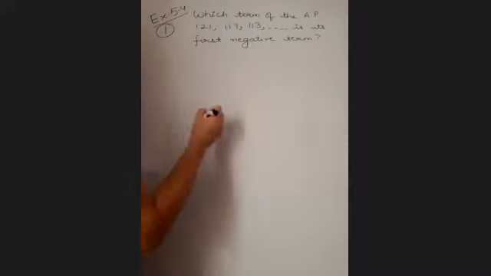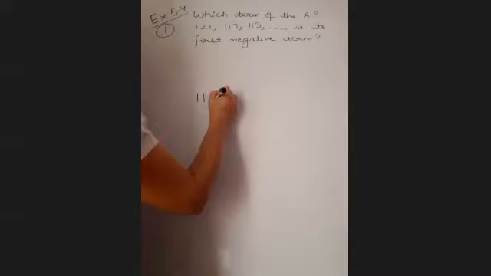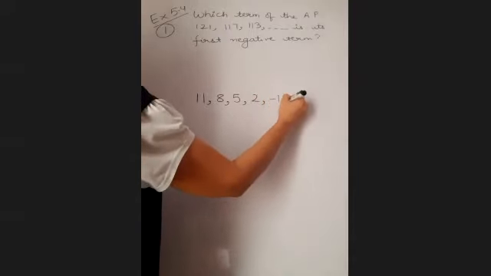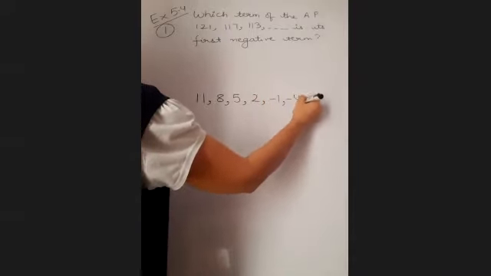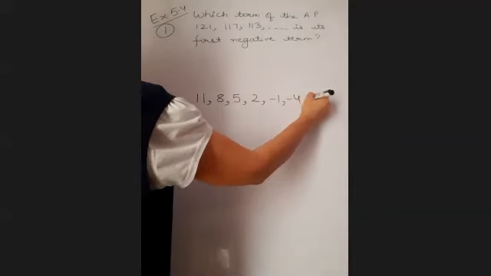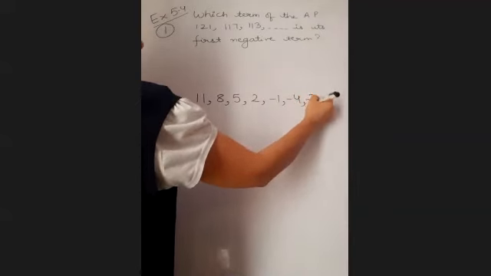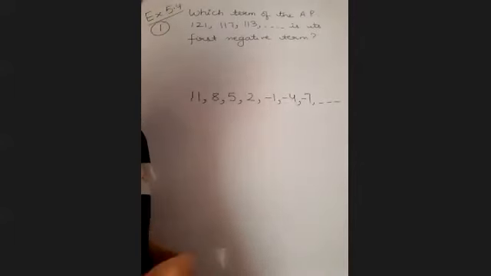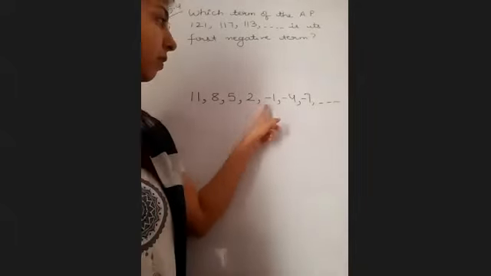Let's see, beta. Suppose I am given this AP: 8, 5, 2. This is an AP. I have to ask you which term of this AP is the first negative term? Is your answer -1?